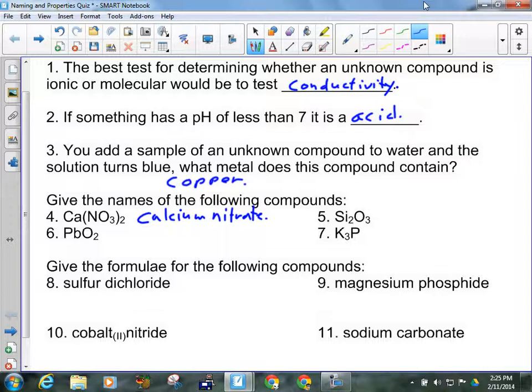Alright, number 5. I've got silicone and oxygen together, so this is a molecular compound, which means I need prefixes. So I have disilicone trioxide. They don't have to have the hyphen, as long as they have disilicone trioxide.